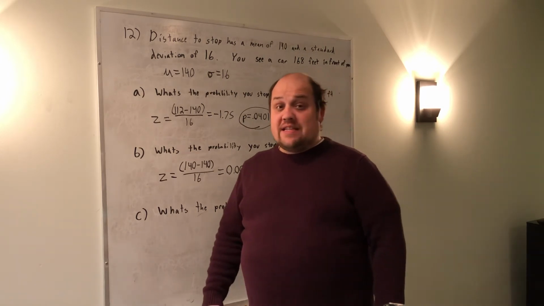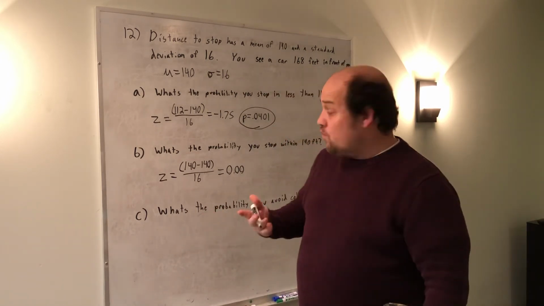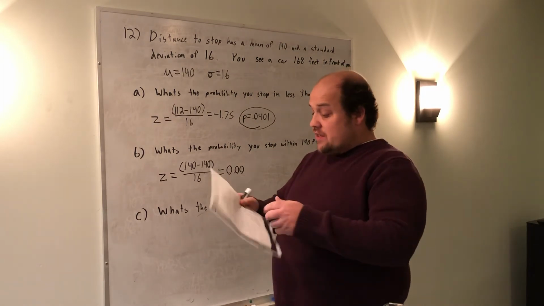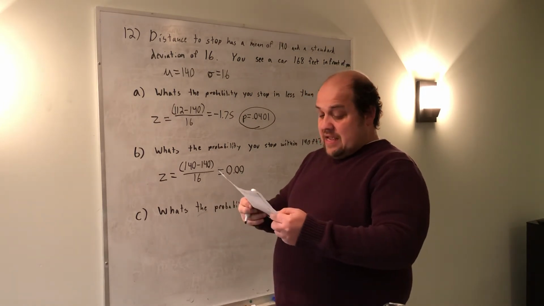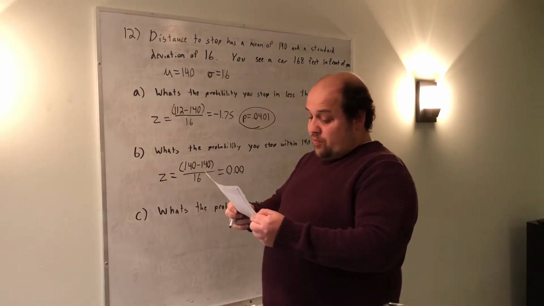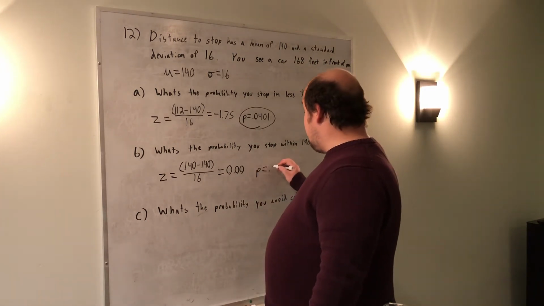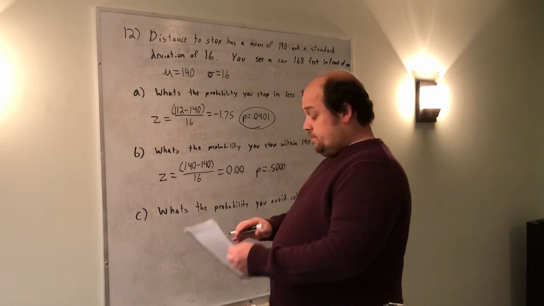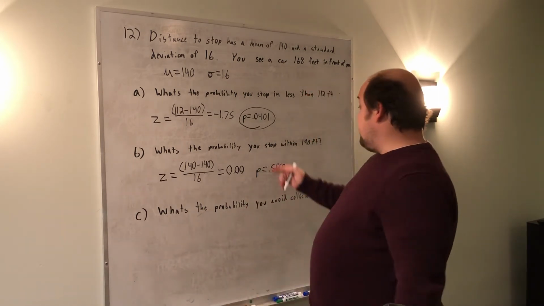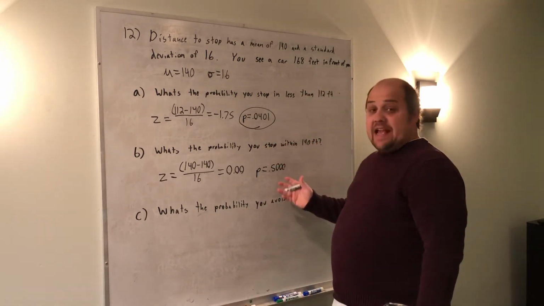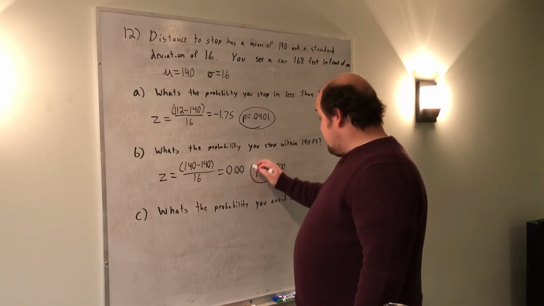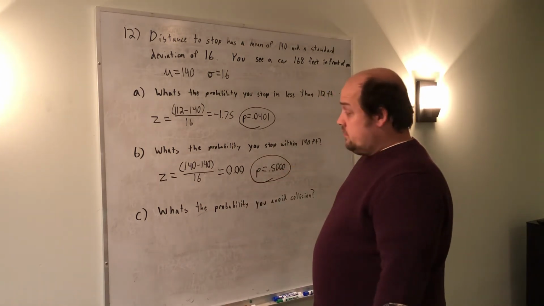0.00 is the only z-score that's on both sides because it isn't really positive or negative, so it doesn't matter which side I start on. Either one, if I line up the 0.0 row with the 0.00 column, I'll get p equals 0.5000. Again, because this says stop within that, it's really asking less than. That's why this is my final answer.